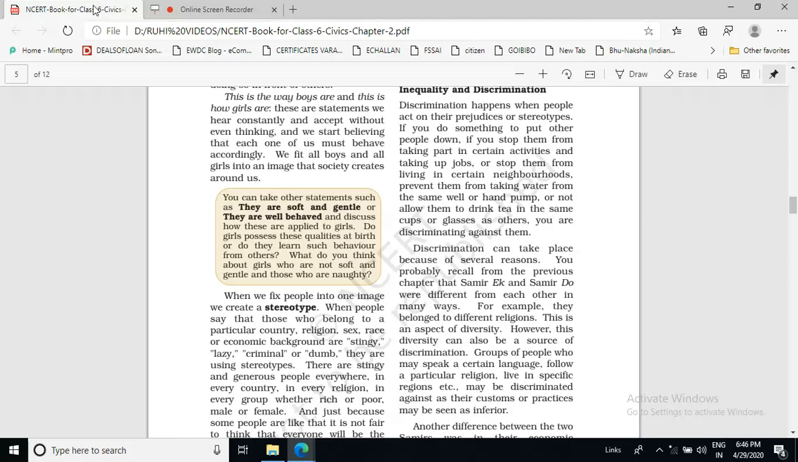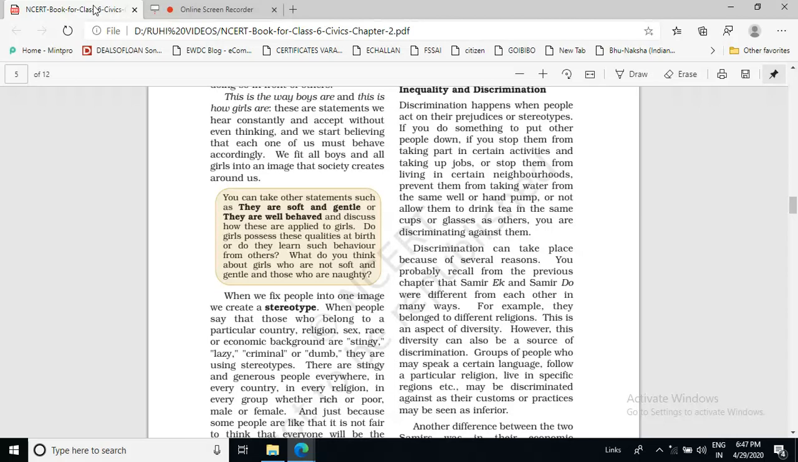What happens when people belong to different linguistic groups? They speak a certain language, they also follow a particular religion or a different religion, and they live in a specific region. Such people are discriminated against because other people think that their customs or practices are inferior. So diversity becomes the cause of discrimination, because people with different language, people with different religion are considered inferior.